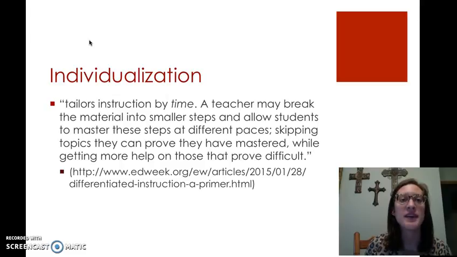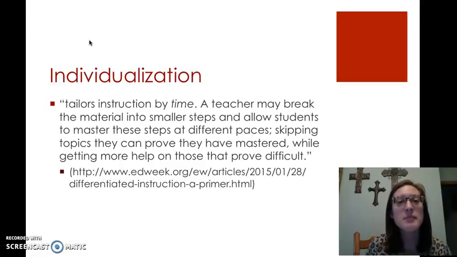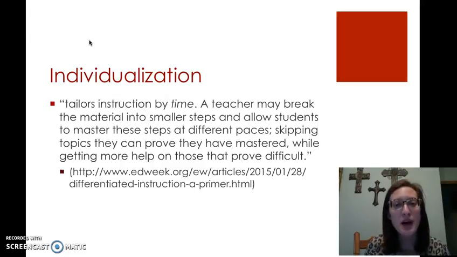Individualization tailors instruction by time. A teacher may break the materials into smaller steps and allow students to master these steps at different paces, skipping topics they can prove they have mastered, while getting more help on those they prove difficult.